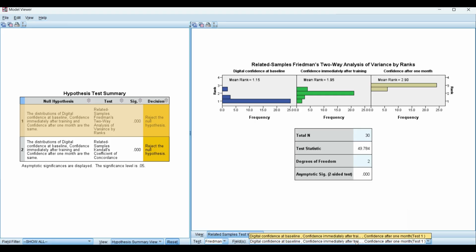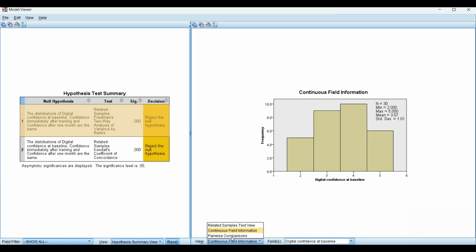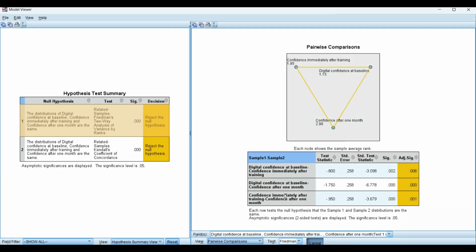So we also see the continuous field information and pairwise comparison. You can see a comparison of pairwise grouping data: digital confidence at baseline 1.15, confidence immediately after training 1.95, and confidence after 1 month 2.9. In all three cases, we compare sample 1 with sample 2, like digital confidence at baseline to confidence immediately after training.